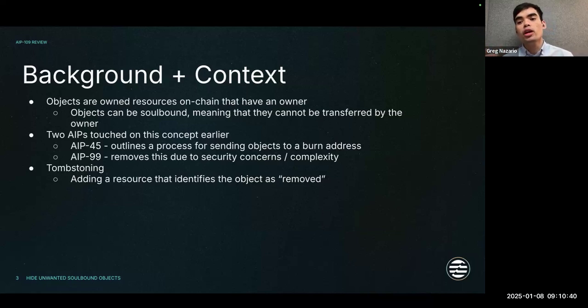Then there are two AIPs I mentioned earlier that touched on both of these. AIP 45 outlined a process for sending objects to a burn address and adding a tombstone. This was specifically to hide specific NFTs that were sent to a user and that they wanted to get rid of, without having an indexer change. And then AIP 99 removed that functionality because of some security concerns and complexity associated with it.